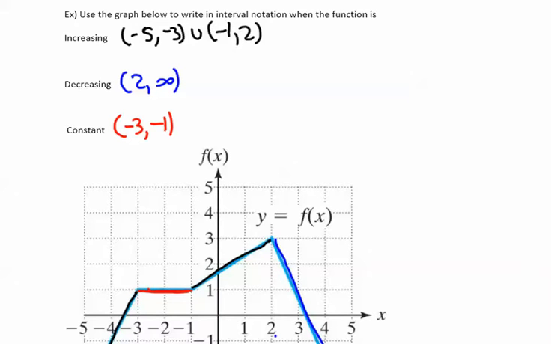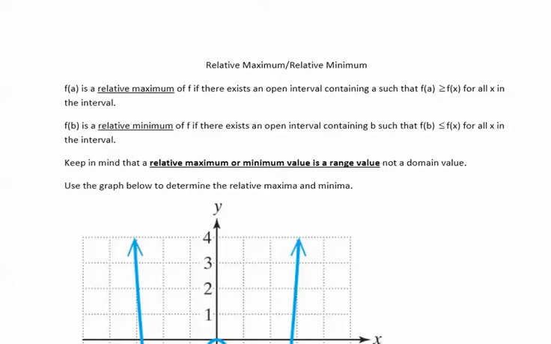Okay, the last thing I want to take a look at then is what is called a relative maximum or a relative minimum. F of A is a relative maximum of f if there exists an open interval containing A such that f of A is greater than or equal to f of x for all x in the interval. F of B is a relative minimum of f if there exists an open interval containing B such that f of B is less than or equal to f of x for all x in the interval. Okay. Keep in mind, for a relative maximum or a relative minimum value, we are going to be looking at a range value, not a domain value.